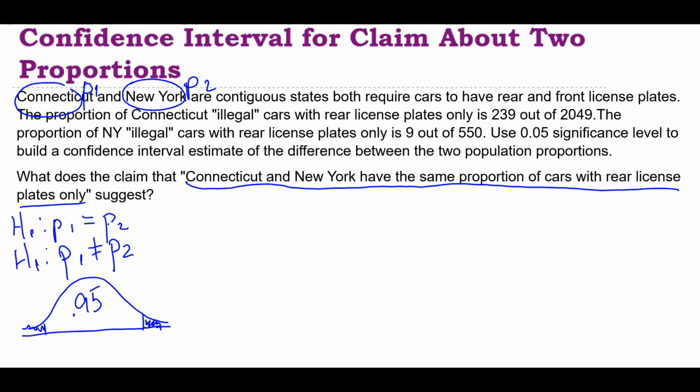We'll identify the number of successes in the first population. X1 is 239, and N1, the total number of cars in Connecticut, our first population, is 2049. The number of successes, or the cars that have rear license plates only, is 9. This is our X2. And the total number of cars in this sample is N2, 550.